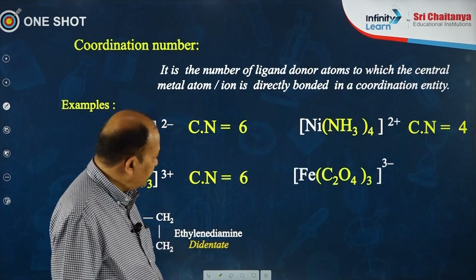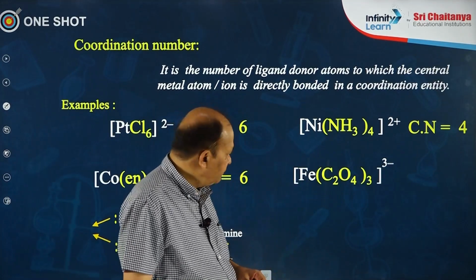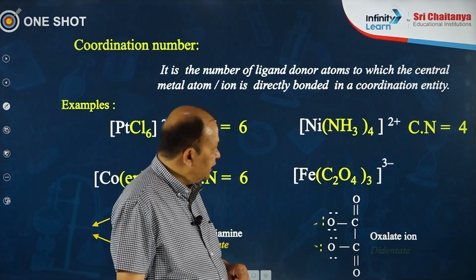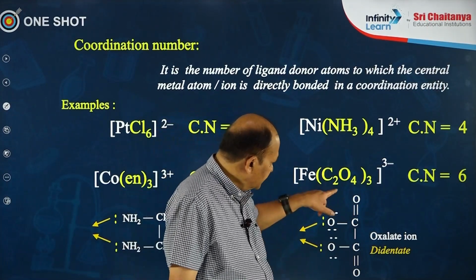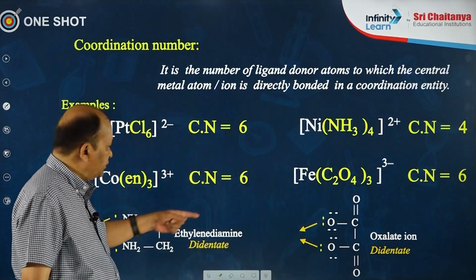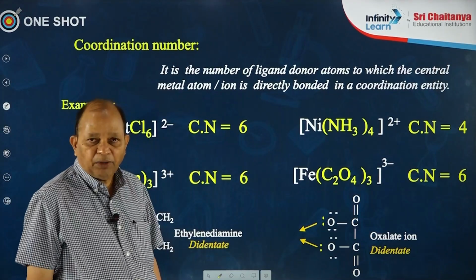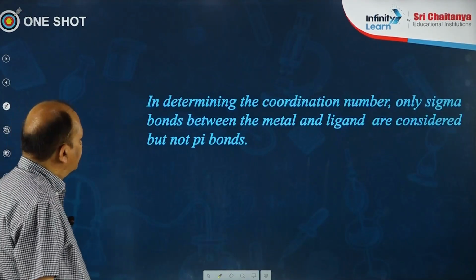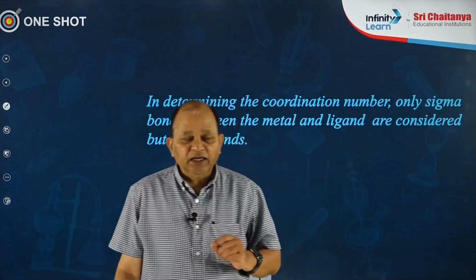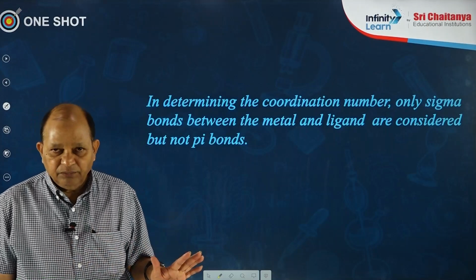In a similar manner, if you take oxalate ion as the ligand, it is a bidentate ligand, and 3 such molecules are bound. Therefore, the coordination number will be 3 into 2, that is 6. Like this, you can easily calculate the coordination number by looking at the formula of the particular complex. Next, in determining the coordination number, you should consider only the sigma bond between the ligand and metal, but not the pi bond.